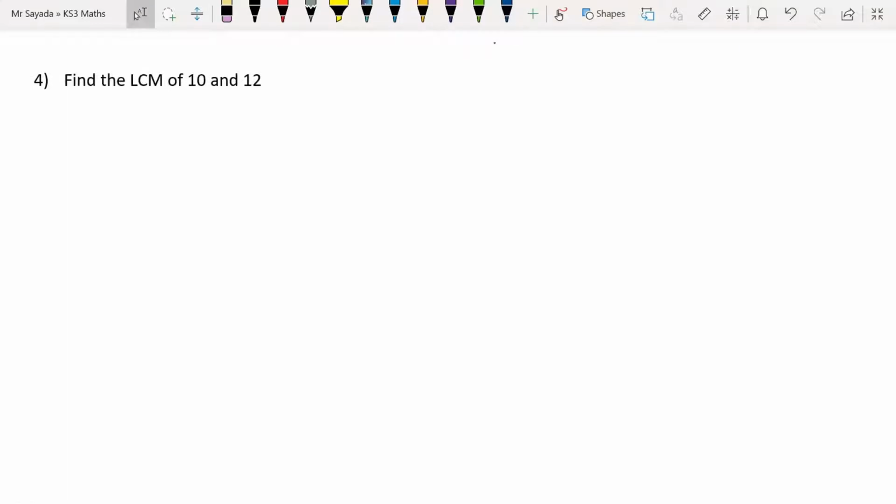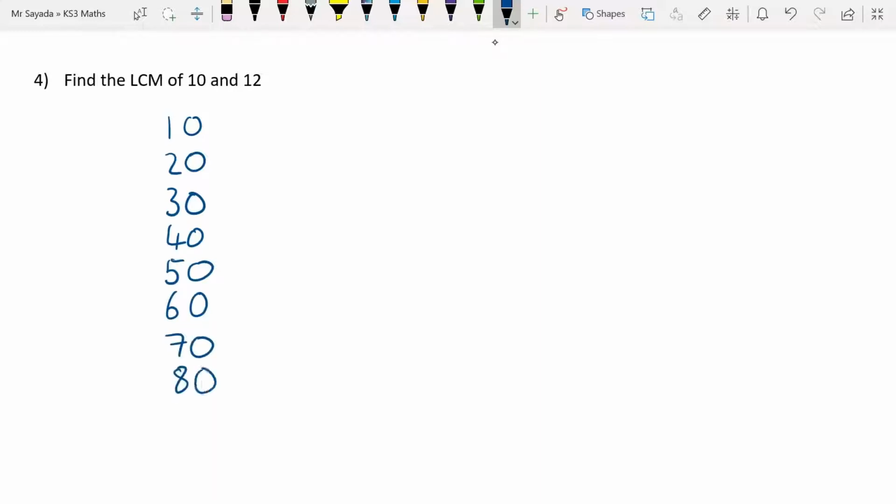Question 4, find the lowest common multiple of 10 and 12. So the first thing you should have done is written out the first few multiples of 10. I'm going to write out the first few multiples of 10, 10, 20, 30, 40, 50, 60, 70, 80. I'll add more if I need them.